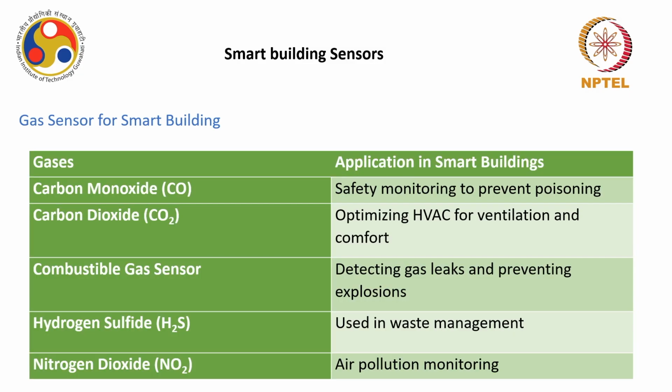So, carbon monoxide and carbon dioxide have to do with safety monitoring for avoiding any poisoning, and carbon dioxide also helps in optimizing the HVAC for ventilation and comfort. Okay. Then for combustible gases like methane and butane, it helps in detecting gas leaks and preventing any kind of explosion. Okay. Hydrogen sulfide is important if you are dealing with waste management in a smart building. This is very much essential. Okay. Then nitrogen dioxide and other NOx gases are important because they are major contributors to air pollution.